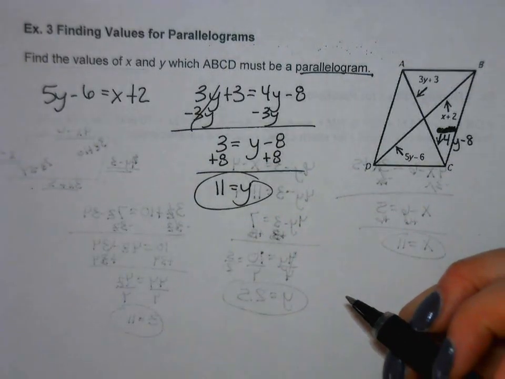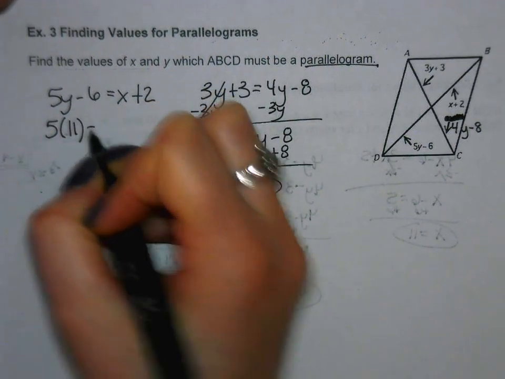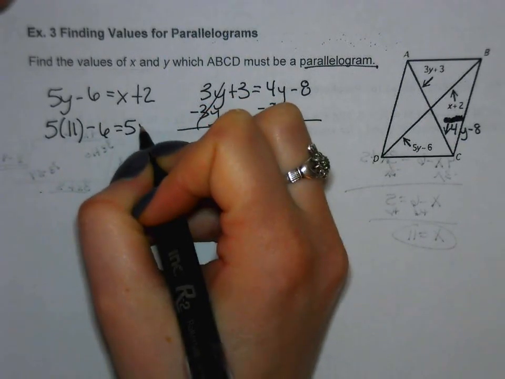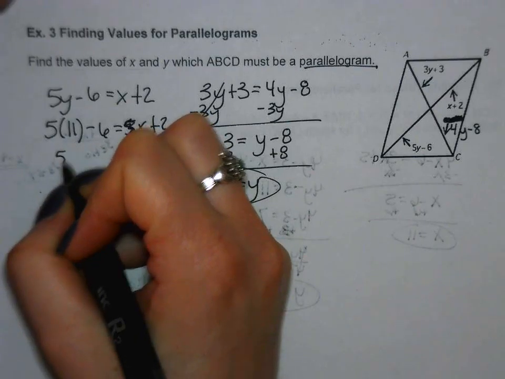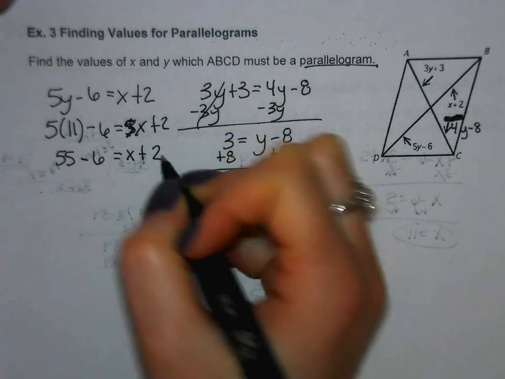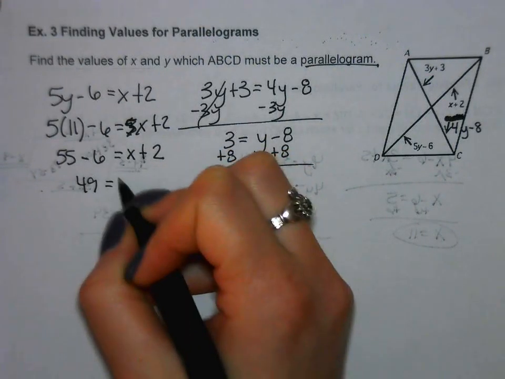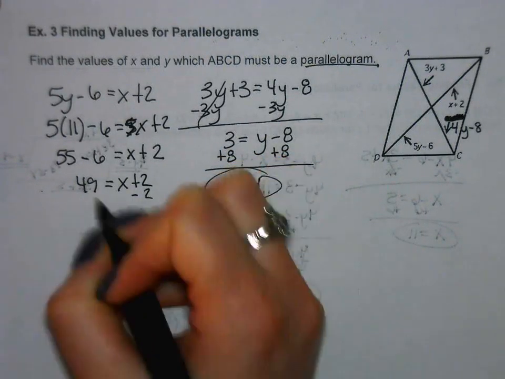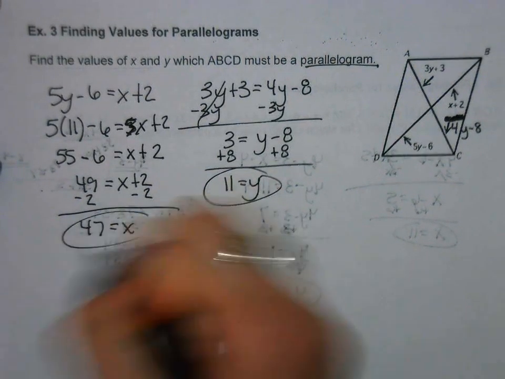So now that we know y, we can solve for x. So I can replace my y with 11. So 5 times 11 is 55, minus 6 equals x plus 2. 55 minus 6 is 49, equals x plus 2. So we subtract 2 from both sides. So 47 equals x.